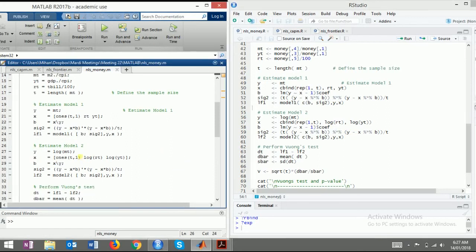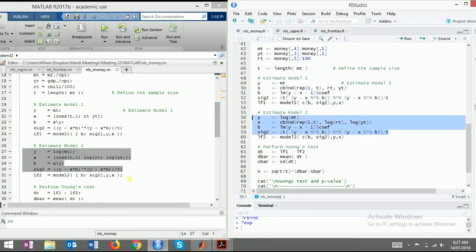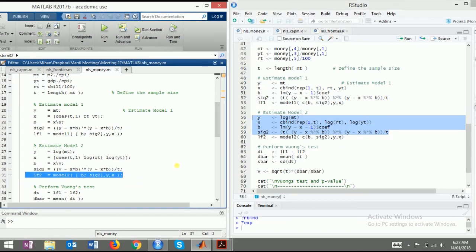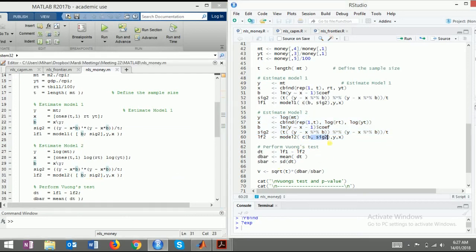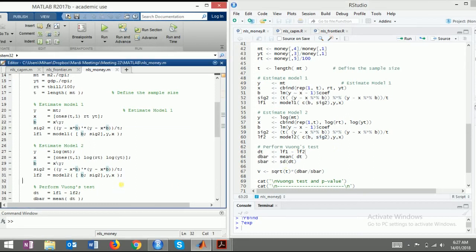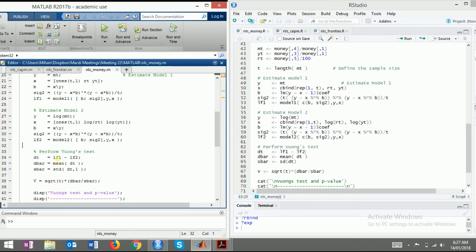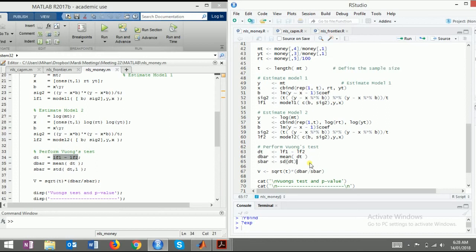Estimate model 2, log of MT, same thing. We estimate the models as before. Then we simply call the log likelihood function. Here, see column, we are putting these in columns under sigma squared because we want this in one column. That's all, there are no tricks in here. And the Vuong's test is simply LF1 and LF2 without optimization. There you go, it's very simple.